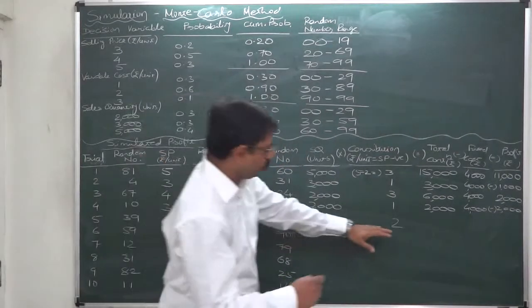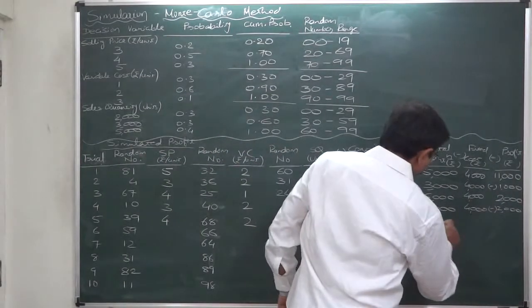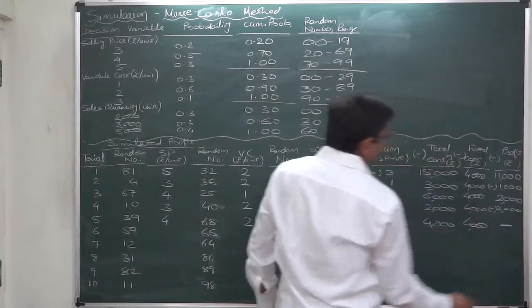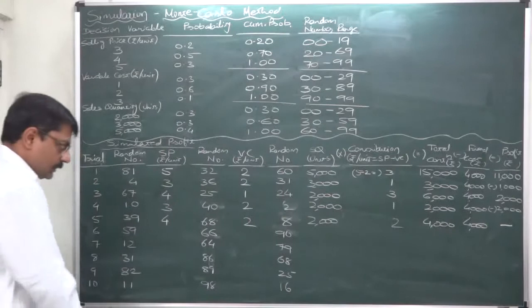2,000 into 2. Total contribution amounting to 4,000 against total fixed cost of 4,000. So there will be no profit, no loss.